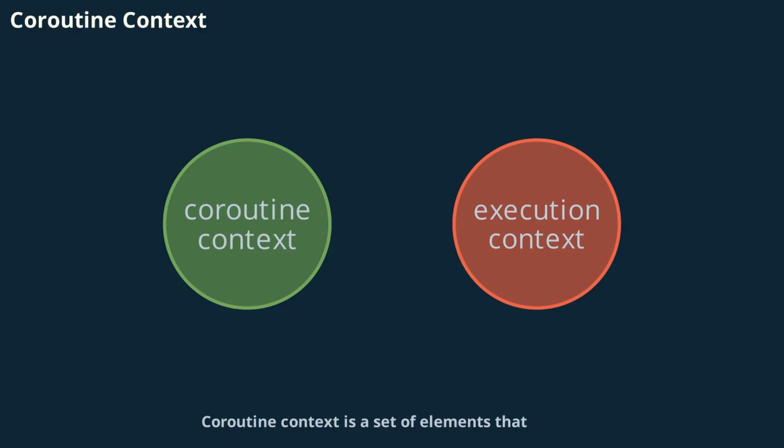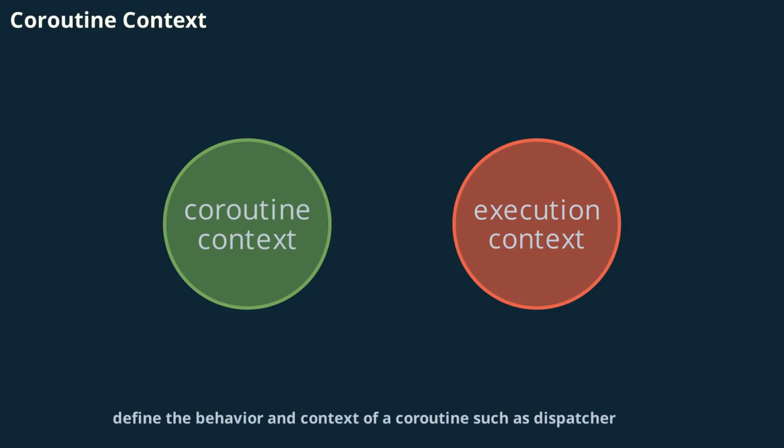Coroutine context is a set of elements that define the behavior and context of a coroutine, such as dispatcher, exception handler, and other context elements. It is represented by the CoroutineContext interface and is propagated from parent to child coroutines, affecting their execution.